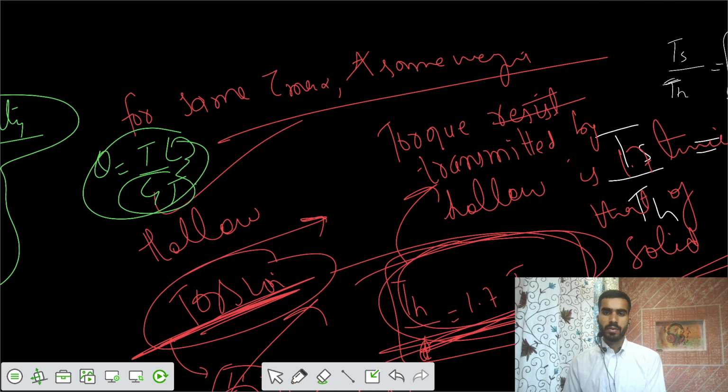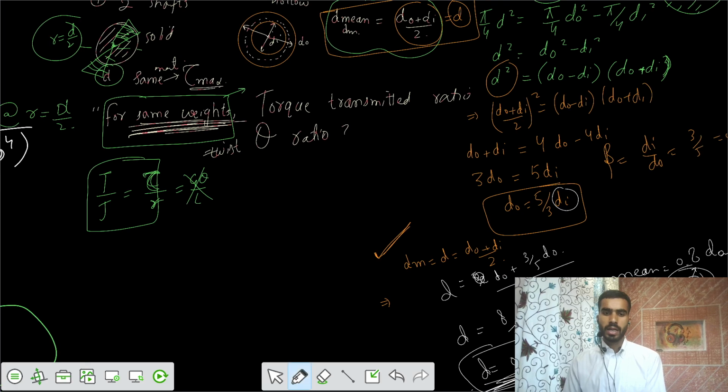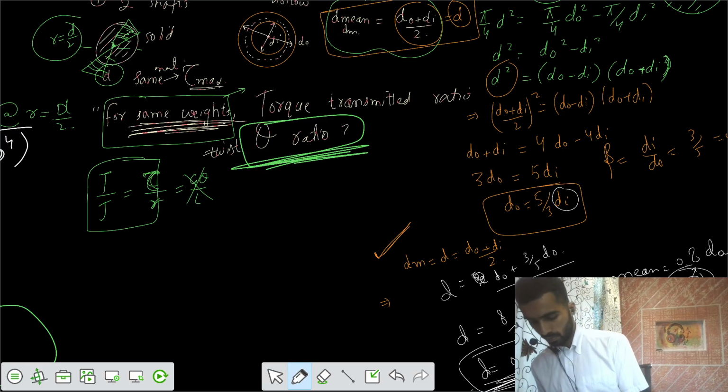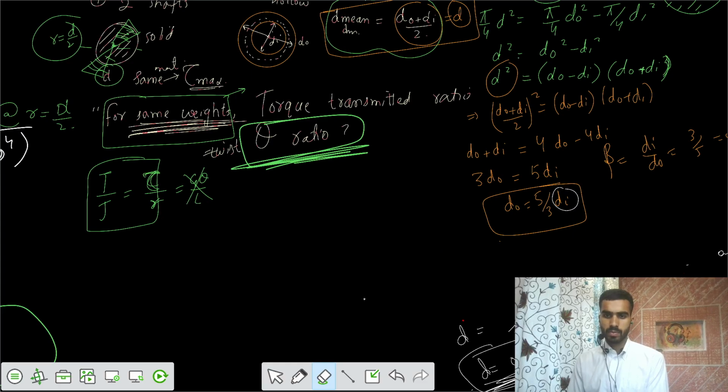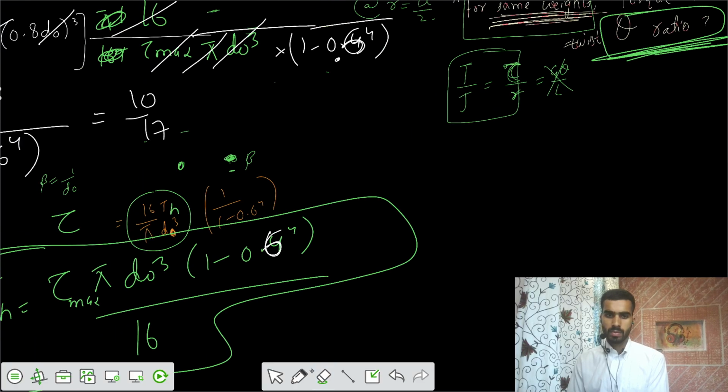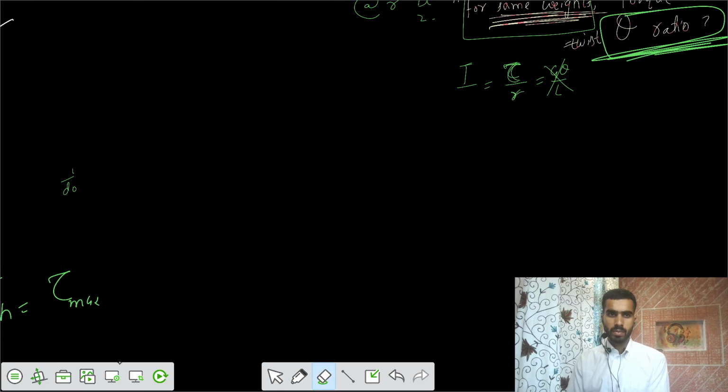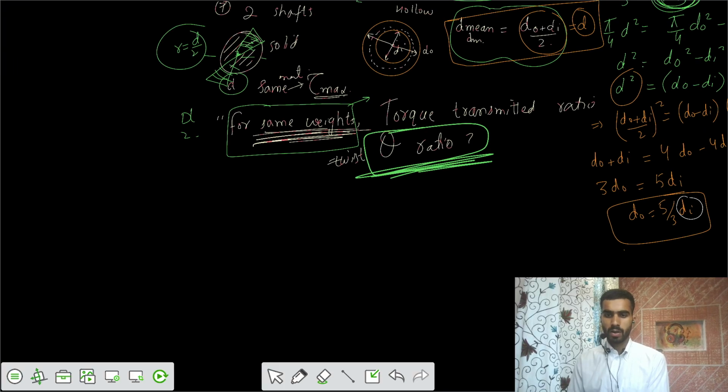And the next part is to get the ratio of theta, the angle of twist. We have to get the value of that theta ratio. I would write theta equals TL by GJ.